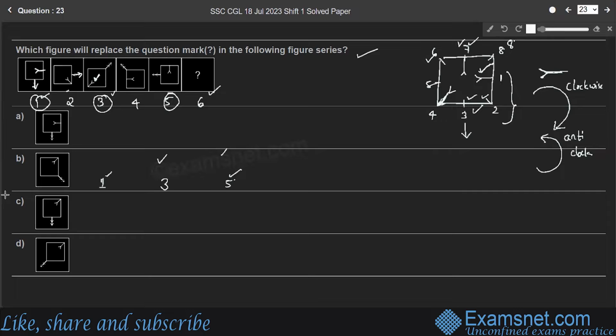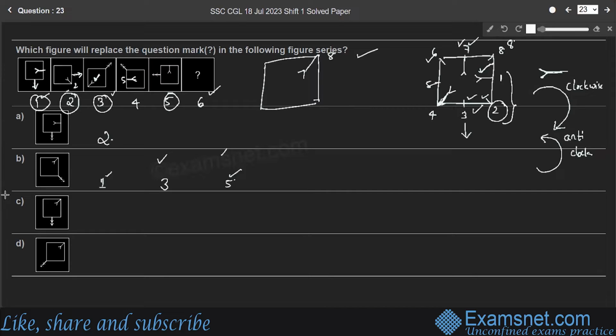So let us apply the same rule. Focus on the second figure, in which the symbol inside the box is in the second position. It goes to the 5th position after skipping 2 positions. In the 4th figure, the symbol inside the box was in the 5th position. Therefore, in the 6th figure, the symbol should be in the 8th position, after skipping 2 positions.